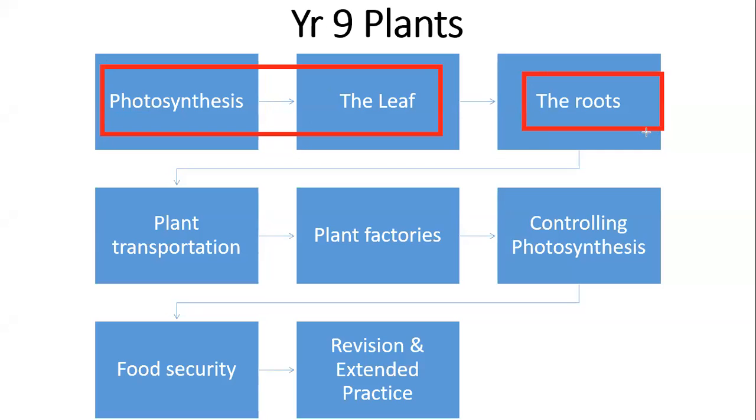Next lesson, we're going to look at the roots, okay, and then we'll have a look at what we call plant transportation, which is how food, that is glucose and starches, move around the plant, and also how water moves around in the plant via transpiration. We'll also look at the plant as basically a factory. We'll have a look at how plants control photosynthesis and how we can control photosynthesis. And then finally, we'll have a look at food security, and all the hard work that bees do and how incredibly important they are.